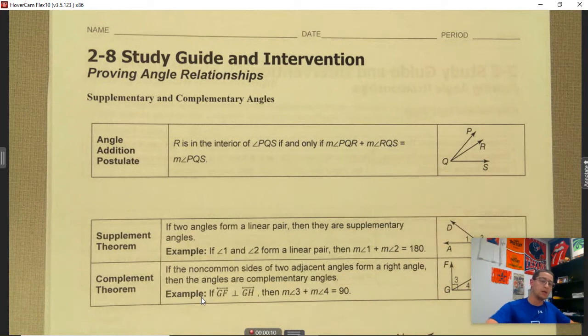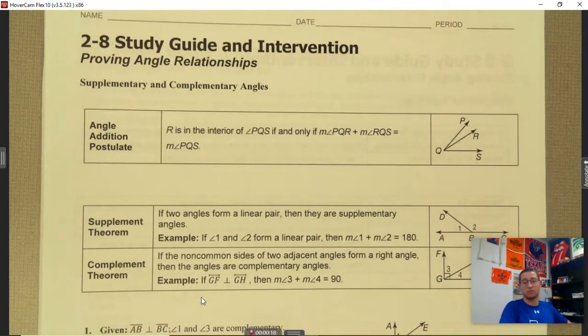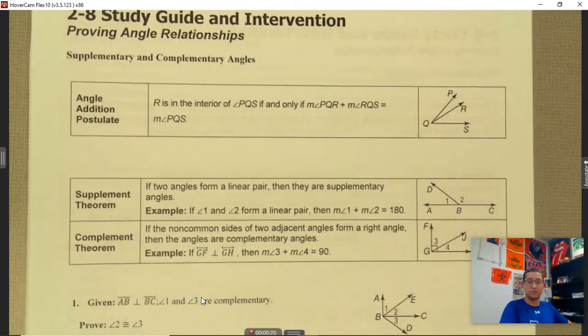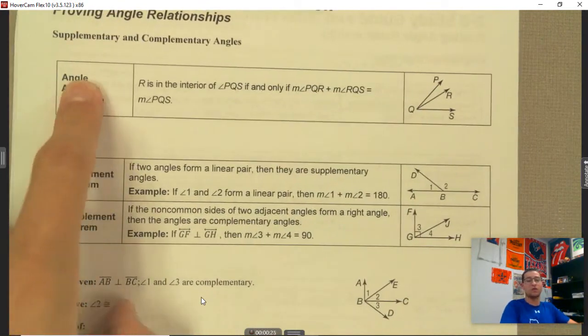All right, but anyways, we've done a lot of proving with segments so far. We can also prove with angles. So let's start with some of the basic angle properties that we use to prove with. This is the angle addition postulate.